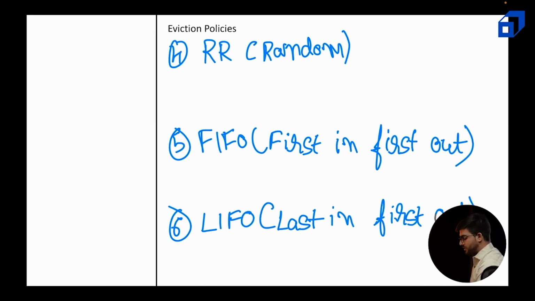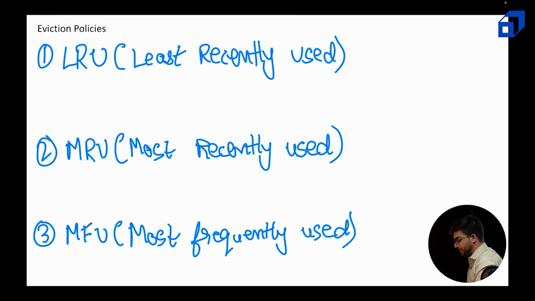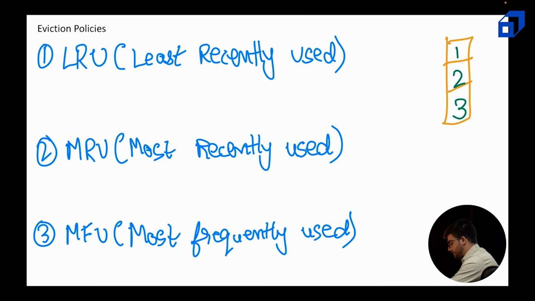Now let's go and understand all of these eviction policies in detail. Least recently used makes a lot of sense when we talk about, let me just prepare some cache as well so that this makes more sense. Okay, now this is our cache. There are 3 elements inside the cache, 1, 2 and 3.